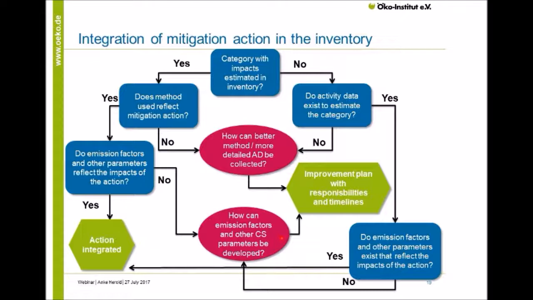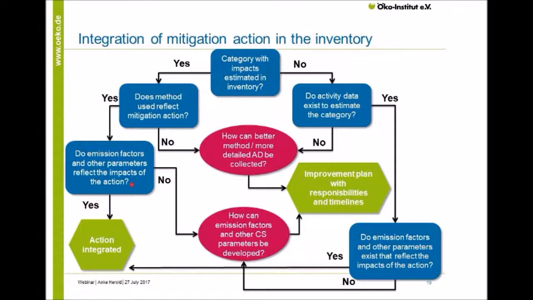If a category is already part of the inventory, you need to go through the same question, because it could also be that the category exists, but that the activity data do not yet represent the impacts of the mitigation action. For example, it could be that the activity data is not disaggregated enough to reflect that certain mitigation action. Then it would also be an activity to be included in the improvement plan.